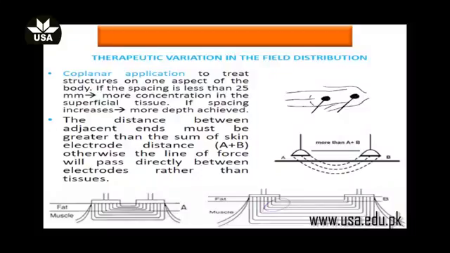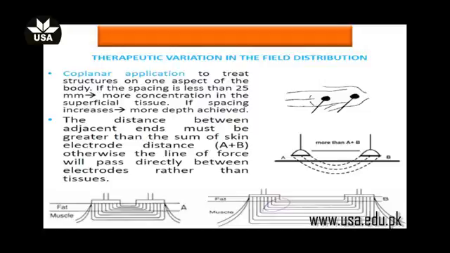The coplanar application is used to treat a body structure on one aspect of the body, and if the spacing is less than 25 millimeters, there would be more concentration in the superficial tissues. And if the spacing is increased, more depth is achieved. Ideally, the distance between the two adjacent electrodes should be slightly greater than the sum of the sizes of the two electrodes. I am going to repeat this: ideally the distance between the two electrodes in the coplanar application should be slightly larger than the sum of the sizes of the two electrodes.